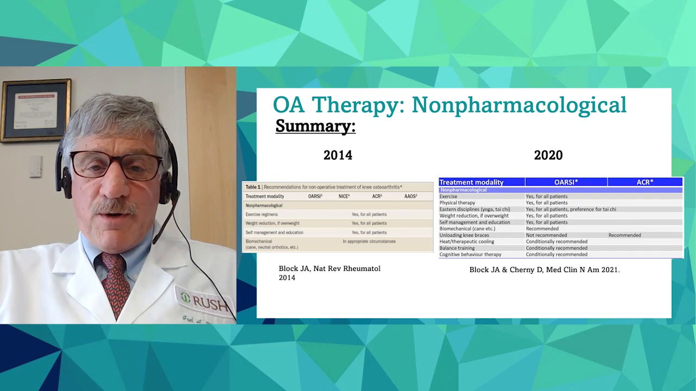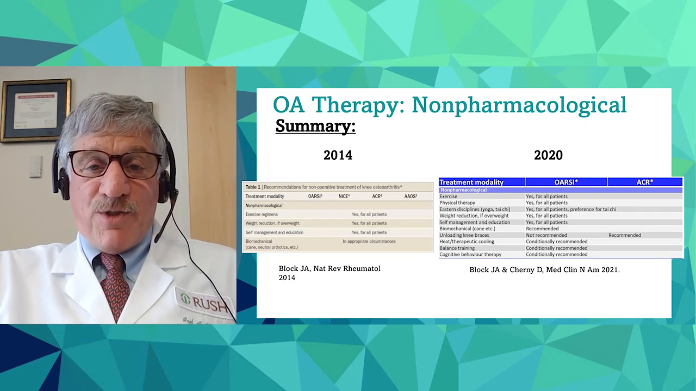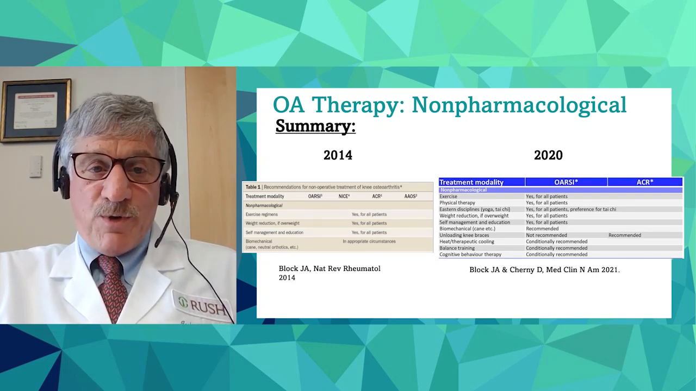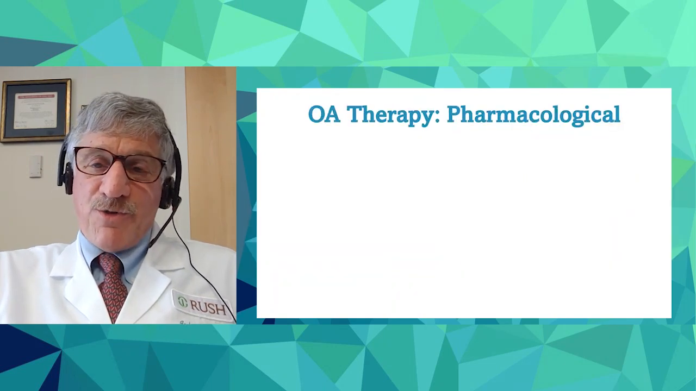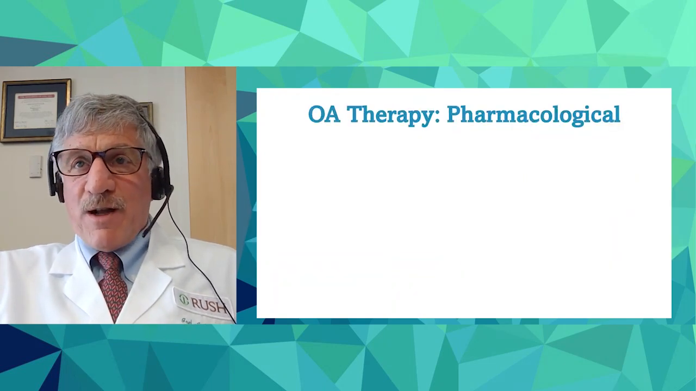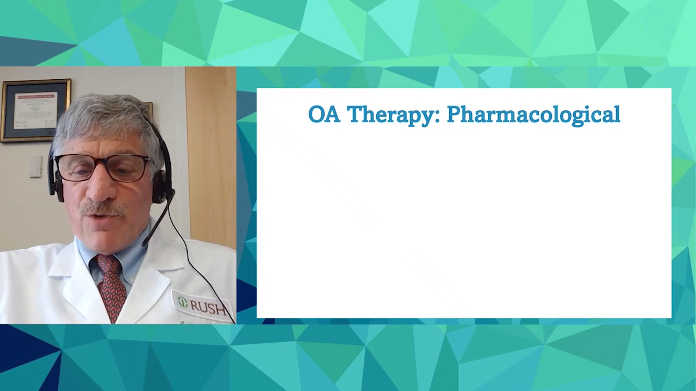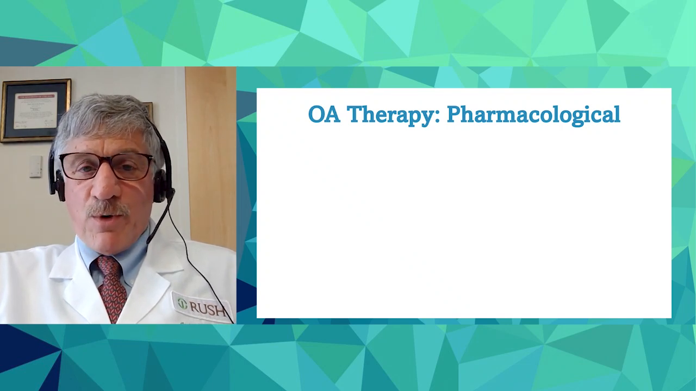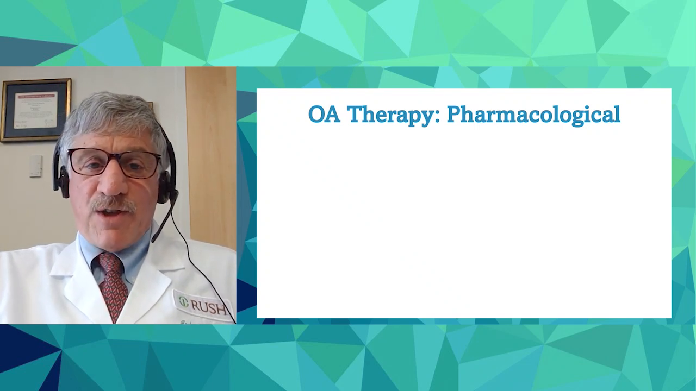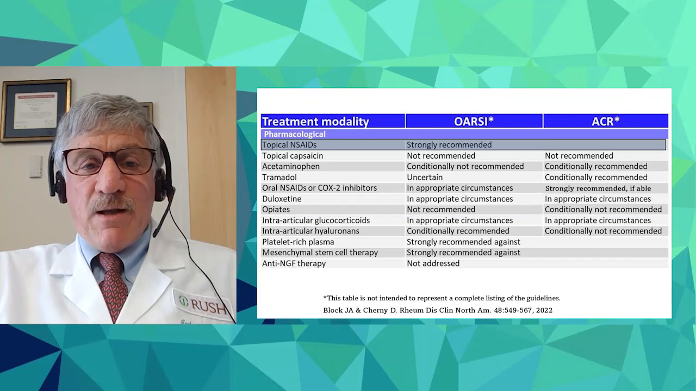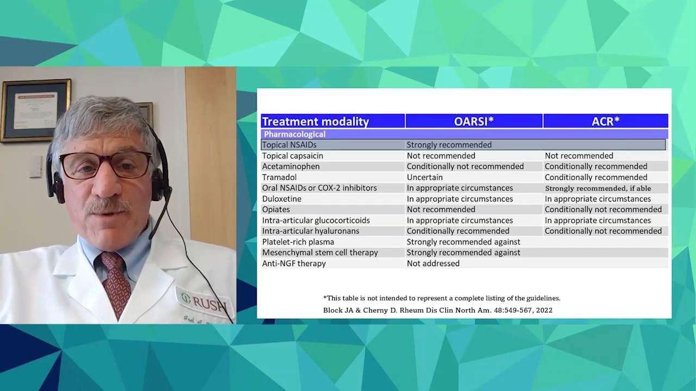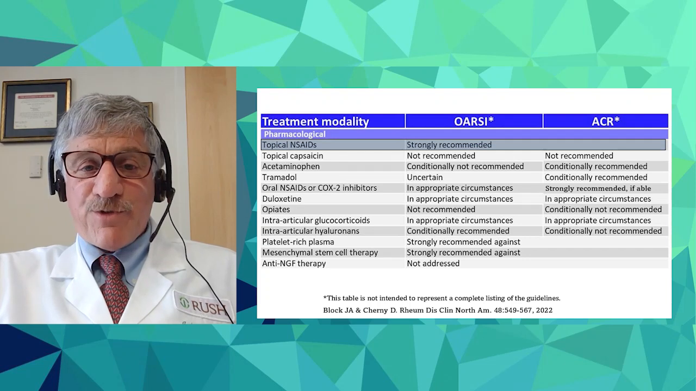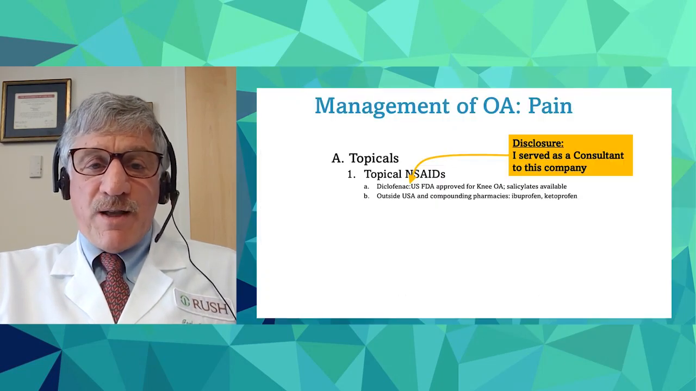So there's been a great deal of advance in knowledge and therefore changes in our guidelines between 2014 and current. However, as you know, OA is a chronic disease lasting decades, and sooner or later, almost everybody will require pharmacology. Having said that, where do we begin? Well, what's new in the guidelines is that it's strongly recommended that you begin with topical nonsteroidals, at least for the superficial joints. Why is that?